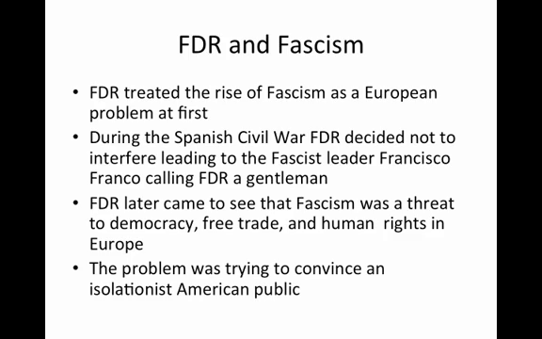At first, FDR treated the rise of fascism as purely a European problem. For example, during the Spanish Civil War, FDR decided not to interfere, allowing the fascist leader Francisco Franco to call FDR a gentleman. FDR later came to see that fascism was a threat to democracy, free trade, and human rights in Europe. The problem at this point was trying to convince the isolationist American public that the U.S. had to get involved.